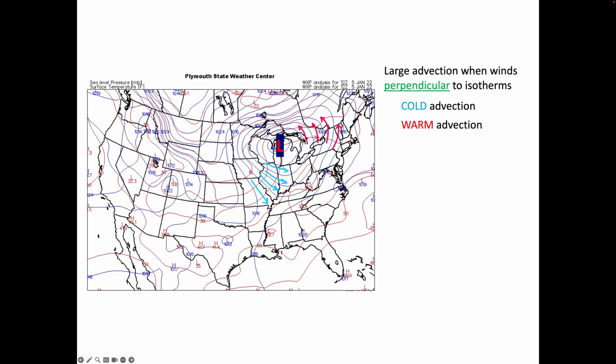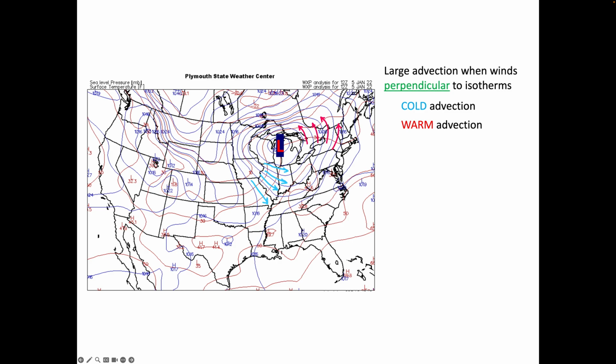On the other hand, if we take a look over here to the east of the low, you'll see I have these red streamlines or arrows, and again, the wind flow is perpendicular to these isotherms. It's pushing them along. In this case, warmer air is advancing towards the north where the temperatures are colder. So this is warm advection. In other words, we have the wind transporting air that is warmer to a region where the temperatures are colder.